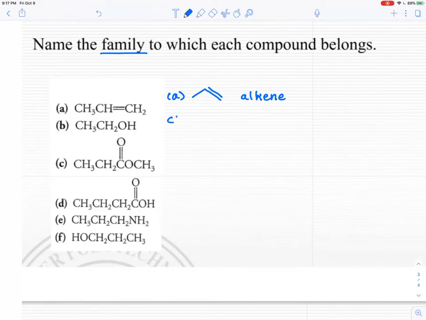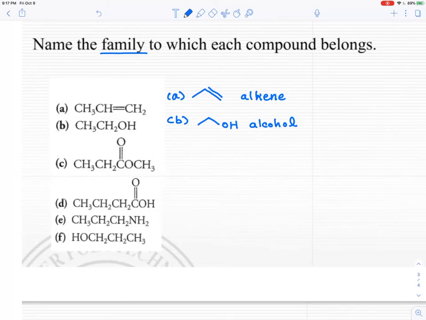Number B is 2 carbons with an OH. There are 2 carbons here, and 1 carbon is connected to an OH group. And this is what the family is called: alcohol.